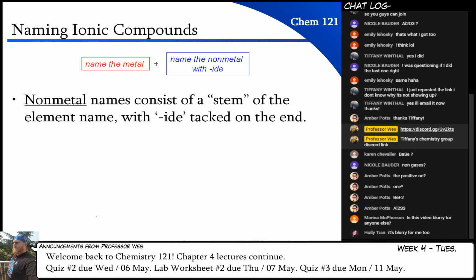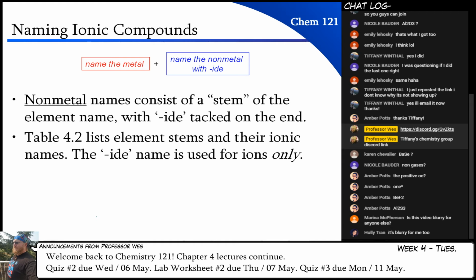Naming nonmetals is pretty much just the name off the periodic table, but you chop off a few letters and you type "ide" at the end. In your textbook, Table 4.2 has a bunch of elements that have "ide" on them, and we only ever use "ide" when we're talking about the anion form. So the "ide" name is reserved for ions only. Okay, and so that's what this is right here.